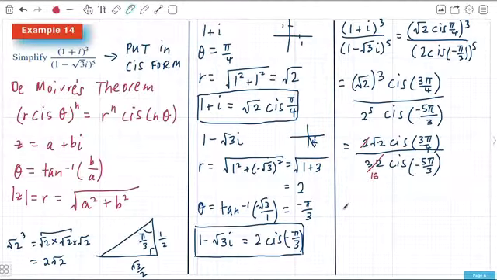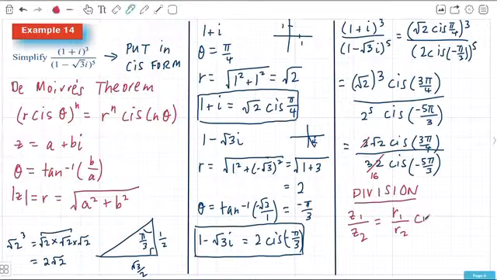And now we can use our rule for division. So remember that our division rule, and I'll write this one down, is that if you've got two complex numbers, which are z1 over z2, then what you do is you take the two moduluses, r1, and you divide by r2. Cis, you take the top complex number's angle, theta 1, and you subtract the bottom one. So we're going to now work with this. I'll do this on the next page.